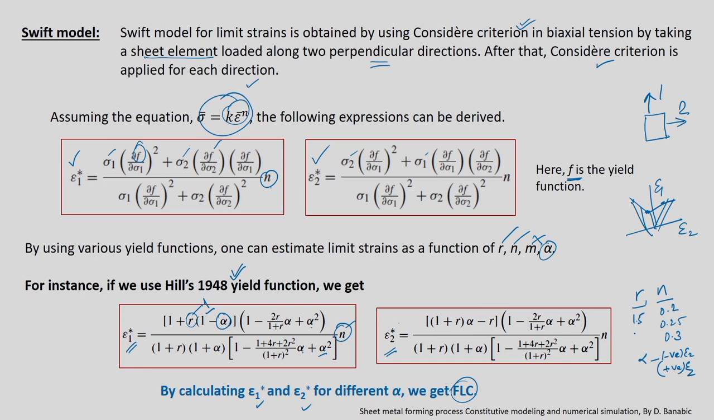So, you can take r as 1.0 and you can get the effect of n of 0.2, 0.25, 0.3. Then the entire forming limit curve is for isotropic sheets with different n values. So, this model is easy to use.